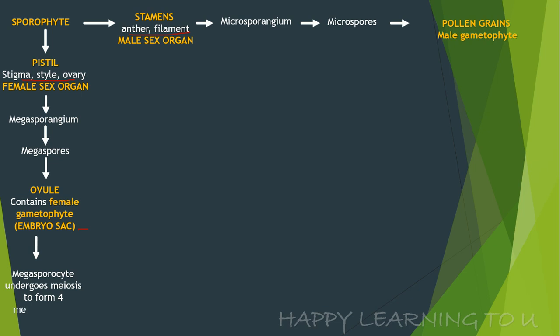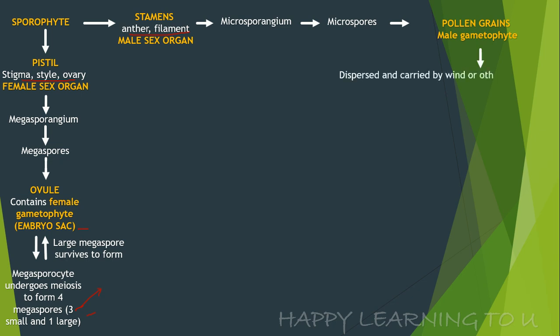Here the megasporocyte undergoes meiosis to form 4 megaspores, of which 3 are small and 1 large. The large megaspore in this case survives to form the embryo sac, whereas the remaining 3 small ones degenerate. Now what happens is that the pollen grains are dispersed and carried by wind or insect or any other means to the pistil, ultimately to the stigma of the pistil.